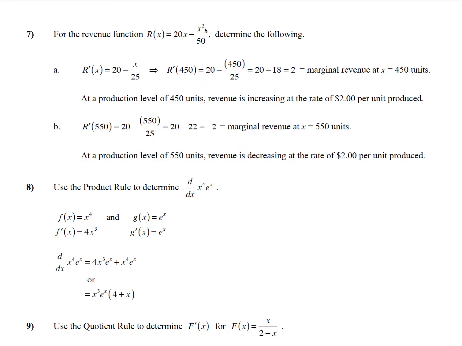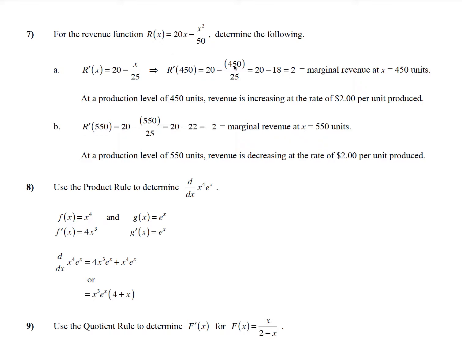We just use the power rule, so we multiply the 2 around front. It cancels with the 2 in the denominator, which leaves 25, and anytime we have a linear term, we just preserve the coefficient and the x drops off. So our marginal revenue function is 20 minus x over 25, and we evaluate that marginal revenue function, that derivative of the revenue function, at 450.